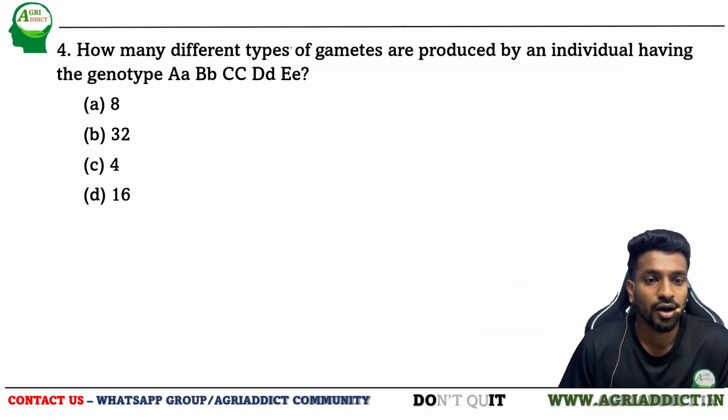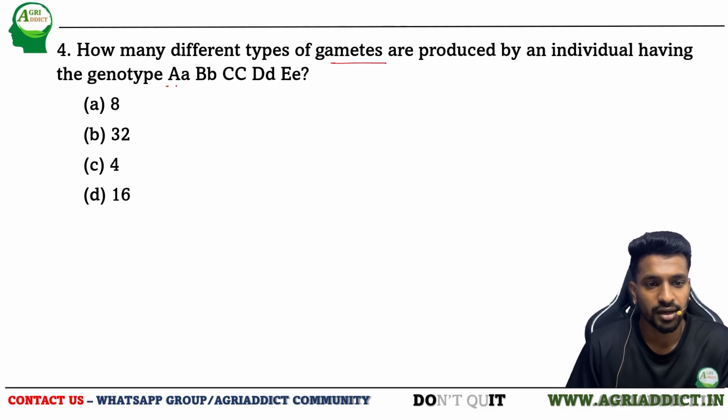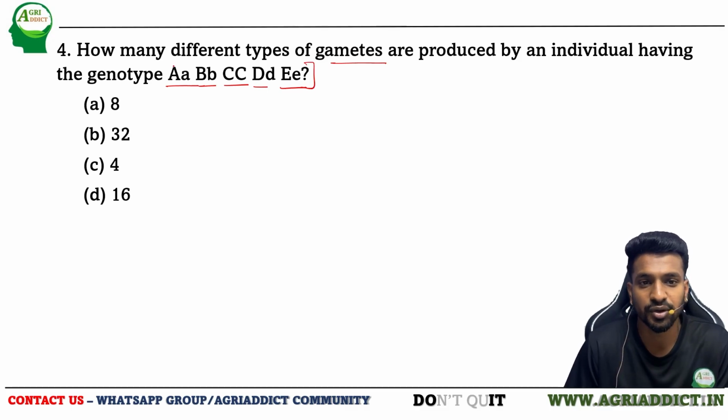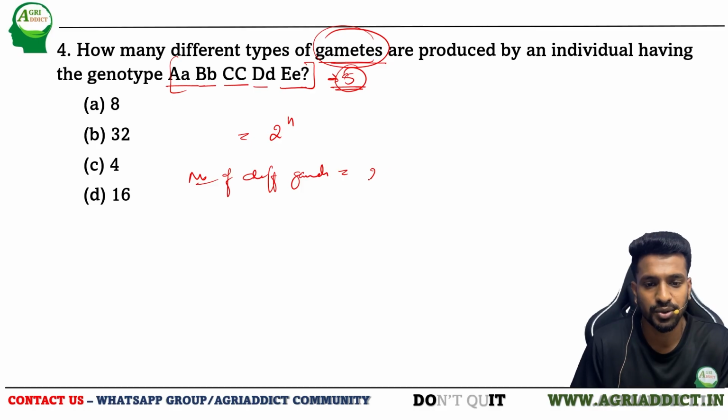Next one: how many different types of gametes are produced by the individual having the genotype capital A small a, capital B small b, capital C, capital D small d, and capital E small e? Seeing this question, you need not be worried, since it is given for 5 genes. There is a direct formula to know the different types of gametes that are formed. The formula is 2 power n. Just remember, to find the number of different gametes, the formula is 2 to the power of n.